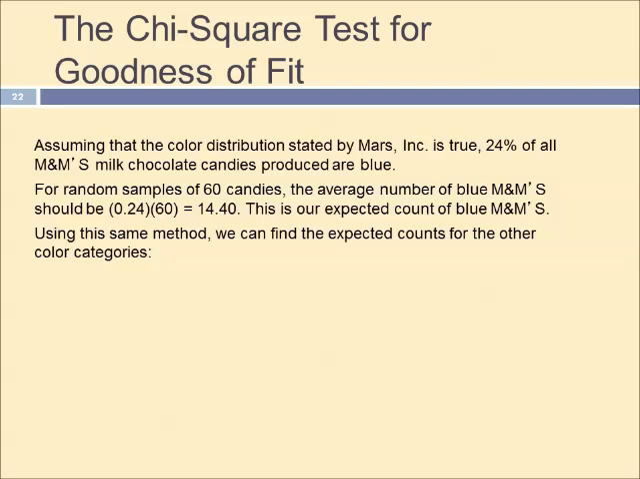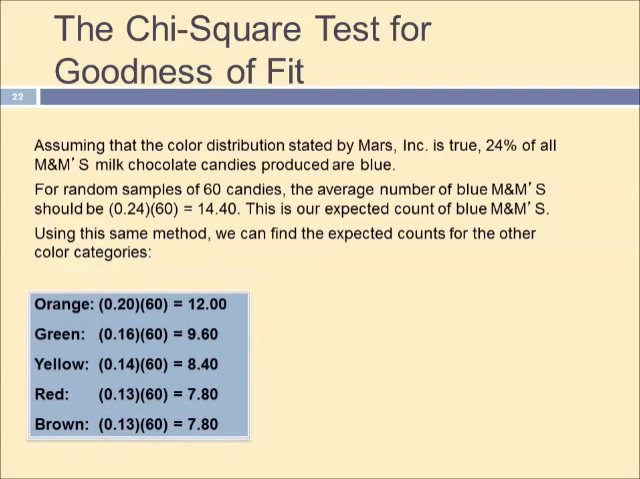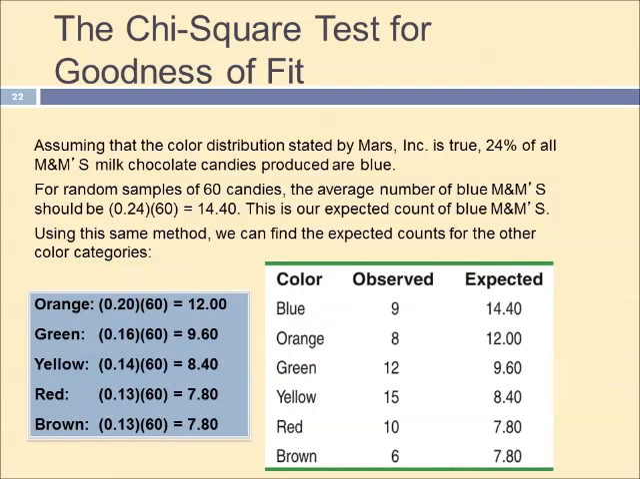So, assuming the color distribution stated by Mars is true, 24% of all M&M's milk chocolate candies produced are blue. For random samples of 60, the average number of blue M&Ms should be 24% of 60, or 14.4. This is the expected count of blue M&Ms. And using the same method, we can find the expected counts for all the other color categories. So orange, 20% should be orange, so 20% of 60, and so on down the list. Those are our expected values.